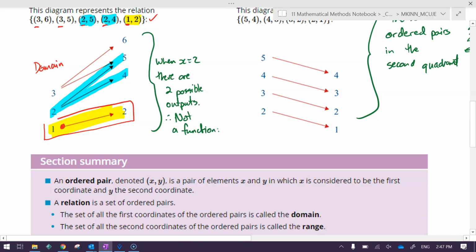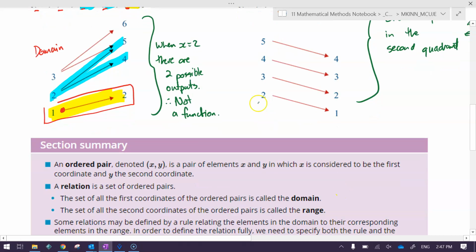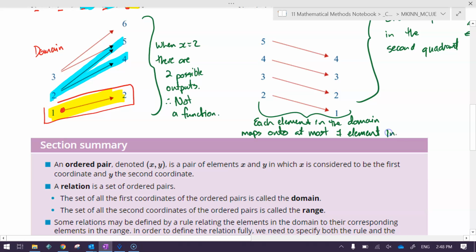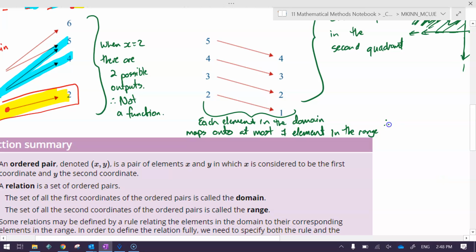When I consider the one on the right, each element in the domain maps onto at most one element in the range. Therefore, that diagram represents a function.